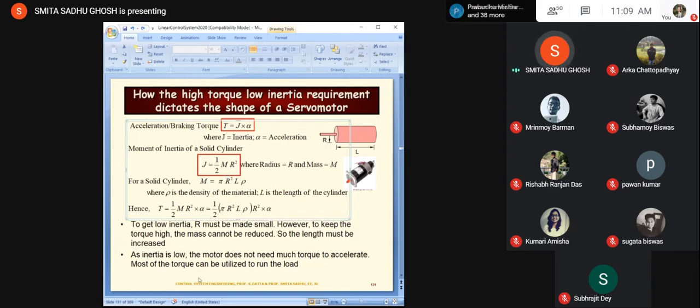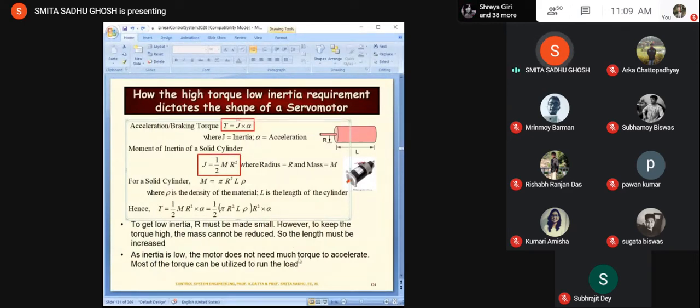The other aspect is that if you look at the first expression, T equal to J into alpha, because the moment of inertia is small, a certain amount of torque is going to produce a large acceleration. So in order to produce a big enough acceleration, not much torque would be required. That implies that a large portion of the torque can be utilized to run the load. A small portion of the torque would be utilized in rotating the motor, whereas the rest of it would be utilized to run the load, that is, change the position of the load.